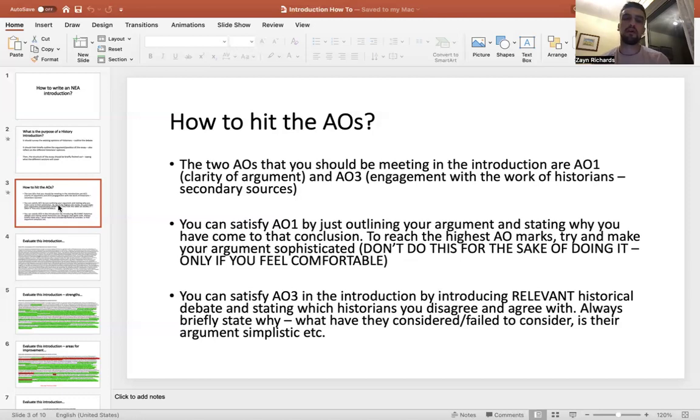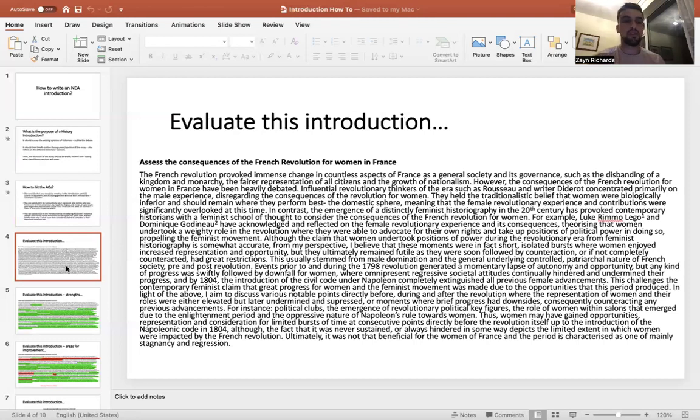And then finally, you can satisfy AO3 in the introduction by introducing relevant historical debate and stating which historians you disagree and agree with. And always briefly state why. Even in the intro, just very briefly think about, well, what have they considered? What have they failed to consider if you disagree with them? Is their argument simplistic? Is it complex? Does it take into account all the nuances? And so on.